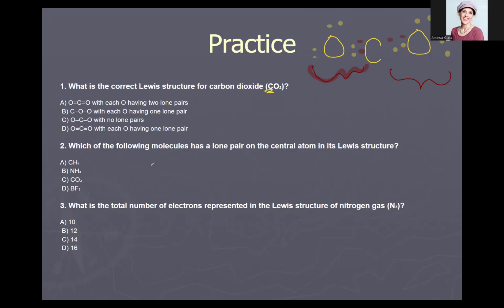Now with number 2, it says, which of the following molecules has a lone pair on the central atom in its Lewis structure? That means we have to draw each structure. So CH4, C is going to be my central atom. It's in group 14, which means it has 4 valence electrons that it comes with. There are 4 hydrogens. Each hydrogen comes with 1 valence electron.